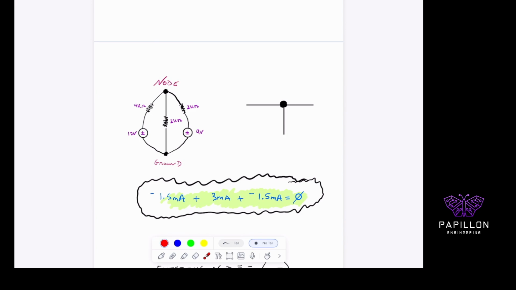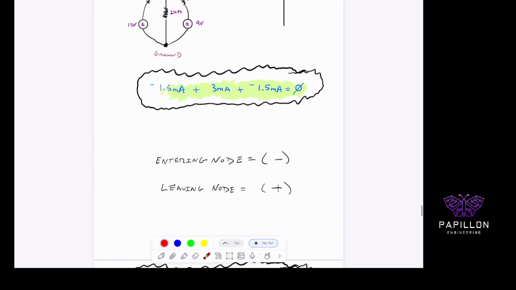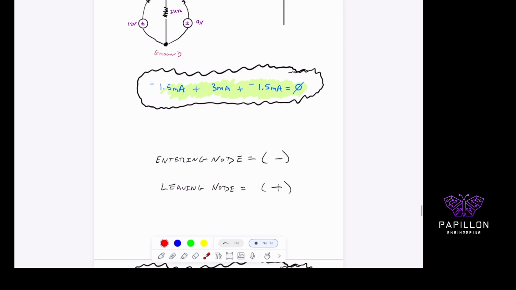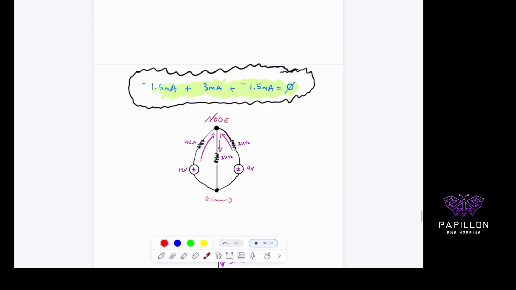So remember from earlier, I said that if you have a value of negative, that means the current is entering my node. If I have a value of positive, so I have a positive 3 milliamps, that means my current is leaving that node. Over on the far right, I have a value that's negative, so this current is going into the node. So here it is: entering the node is negative, leaving the node is positive. This is how it looks pictorially. So pause this, because this is huge.